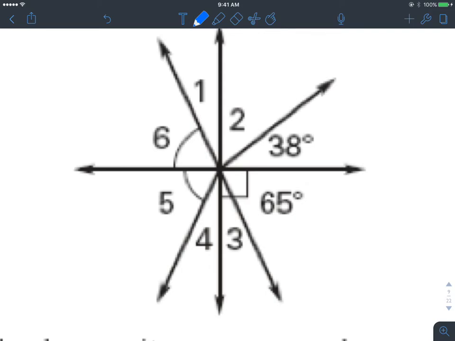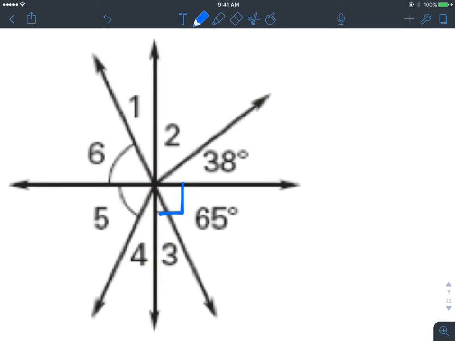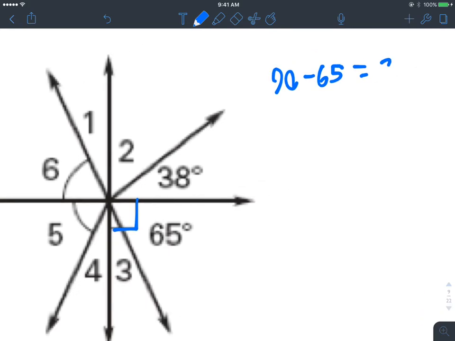The first thing I see here is a right angle. If I see a right angle, I know that those two angles, the 3 and then the 65 degrees, need to add up to 90. So if I do 90 minus 65, I'm just writing this out so you see where everything comes from, that's going to get you the 25 degrees there.